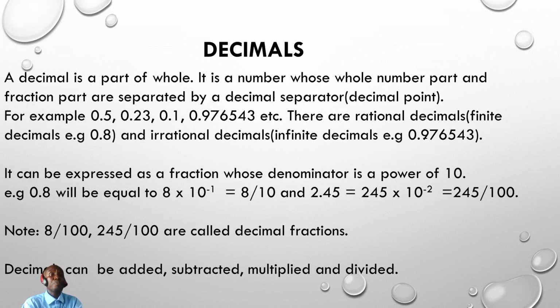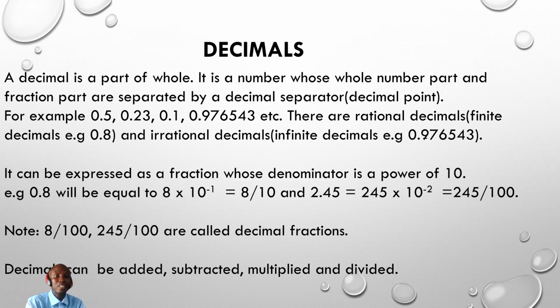These are examples of decimals: 0.5, 0.25, 0.1, 0.9765543, etc. So there are rational decimals, that is finite decimals, meaning decimals that have a decimal part that ends. You can see it ends with 8. It doesn't continue. While we have the irrational decimals, where we have a decimal part that doesn't end. It continues and continues, so we call it the irrational decimal.